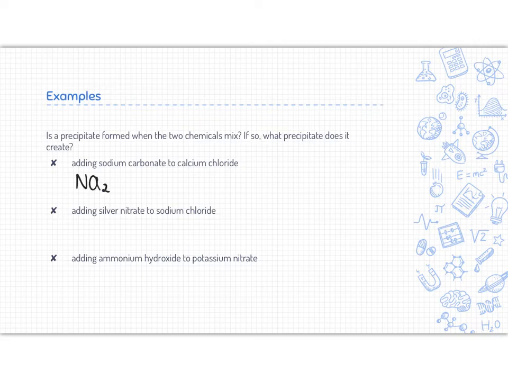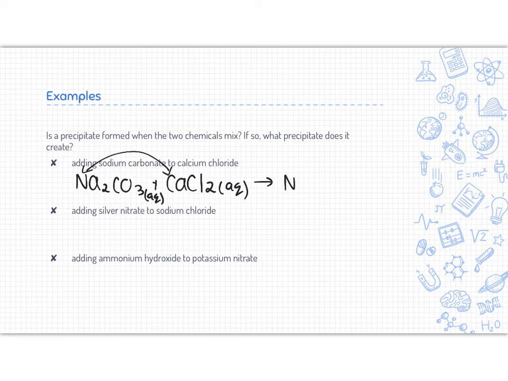So Na2CO3, sodium carbonate, being added to calcium chloride solutions. And we're just going to do a double replacement here. So sodium and calcium switch, and we're going to get sodium chloride and calcium carbonate. Then we would check the solubility of both of our products to decide if a precipitate is formed.